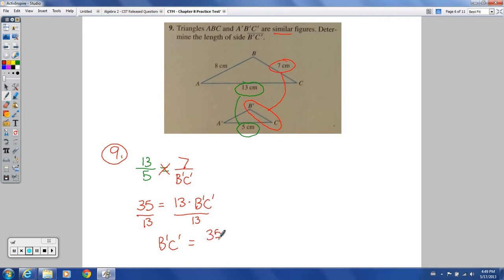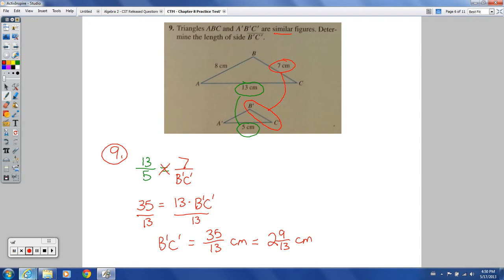So you could say 35 over 13. Don't forget your units. You could say that many centimeters. Probably not how you're going to tell somebody the length of a segment to use an improper fraction. So how many whole times does 13 go into 35? That'd be 2, and you'd be left over with 9. So you got 9 13ths.